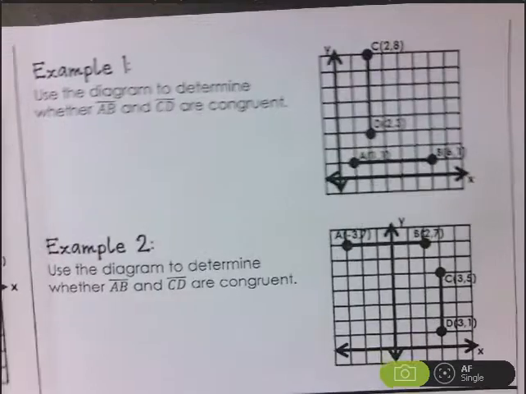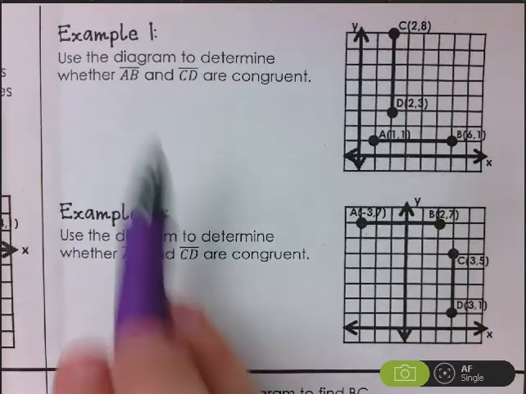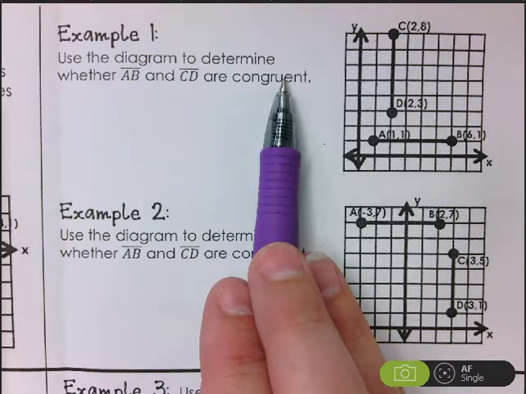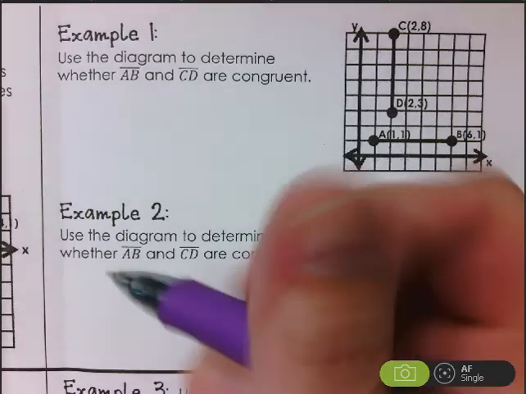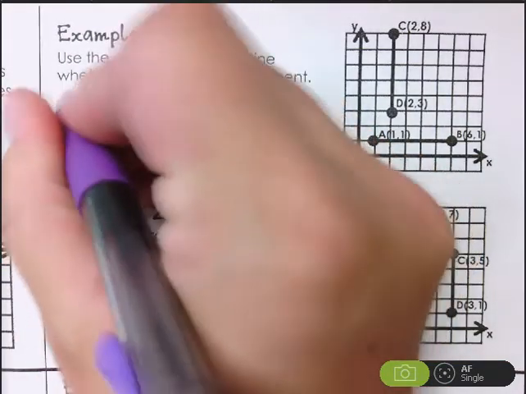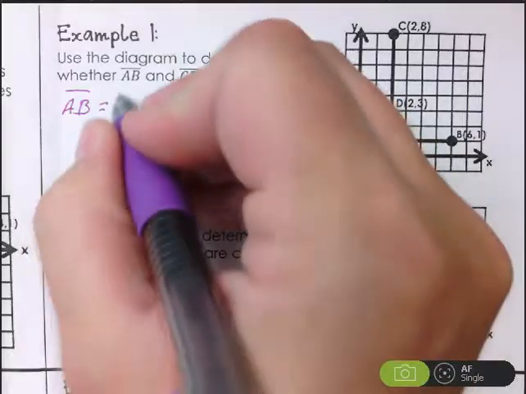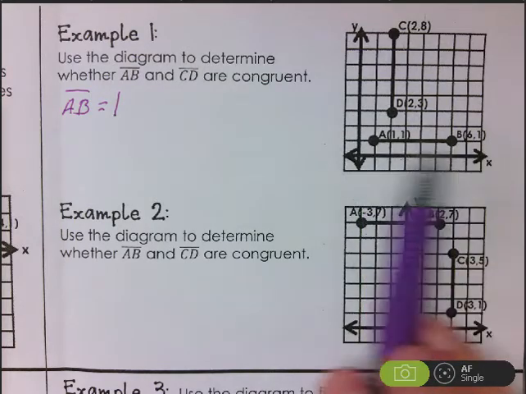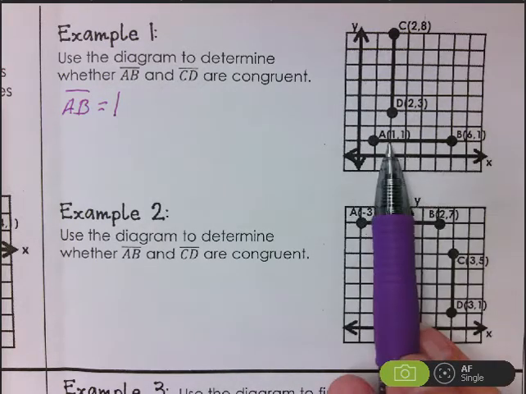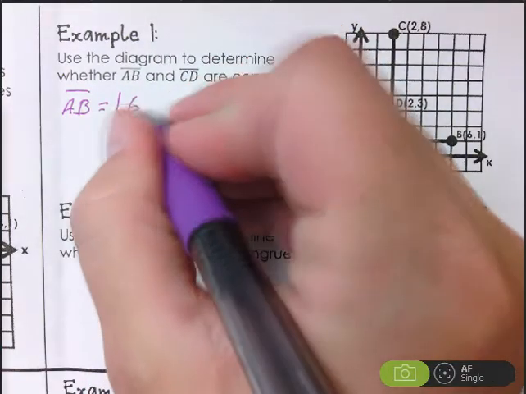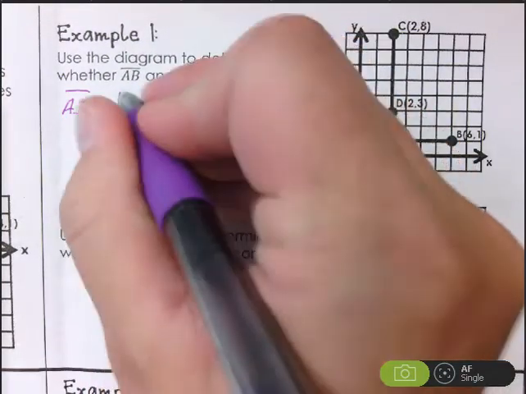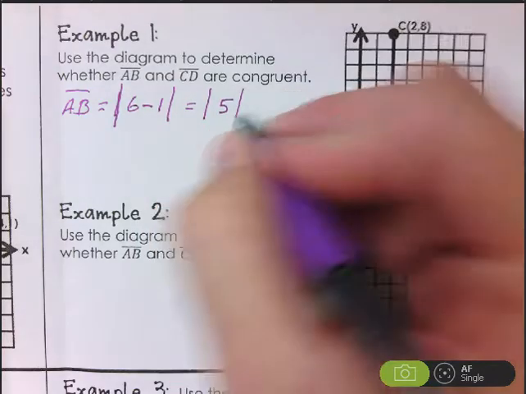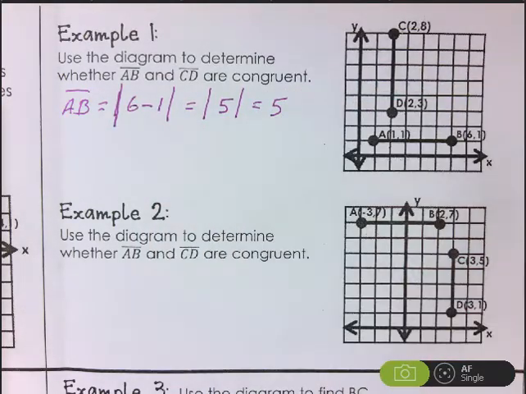Then we have a few more examples. We're going to use the diagram to determine whether segments AB and CD are congruent. Remember, congruent means that they are the same length. So we're going to find the length of AB first. For AB, we're looking at our x values since this is a horizontal line. We have 6 and 1. So we want the absolute value of 6 minus 1. Well, 6 minus 1 is 5, so the absolute value of 5 equals 5 units.